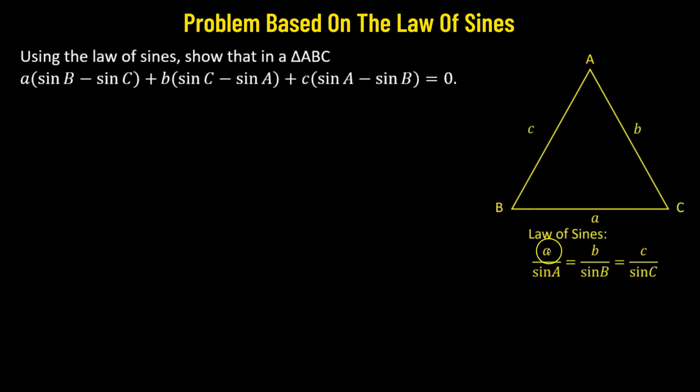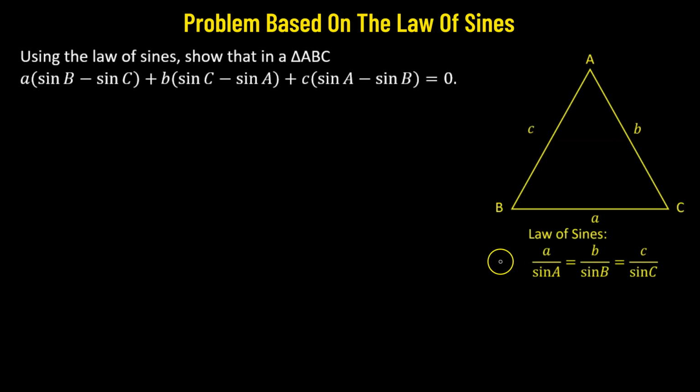Then, the law of sines states that the ratio of the side a to the sine of the angle opposite to it, which is angle A, will be equal to the ratio of side b to the sine of the angle opposite to it, which is angle B, and it is also equal to the ratio of the third side to the sine of the angle opposite to it. So this is the law of sines.